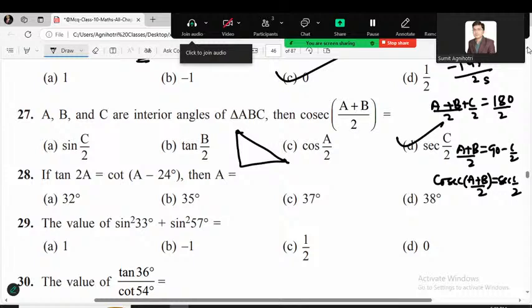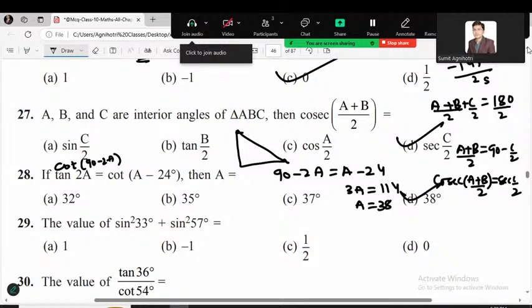Tan 2A is cot, okay, now here you can write it as 9 cot 90 minus theta. That's why your 90 minus 2A is now equivalent to A minus 24. That's why 3A is equivalent to 114. That's why A is equivalent to 38 degrees. Now here you can write it as sin square 33, and this can be written as cos 90 minus 57, cos square 33, which is 1.